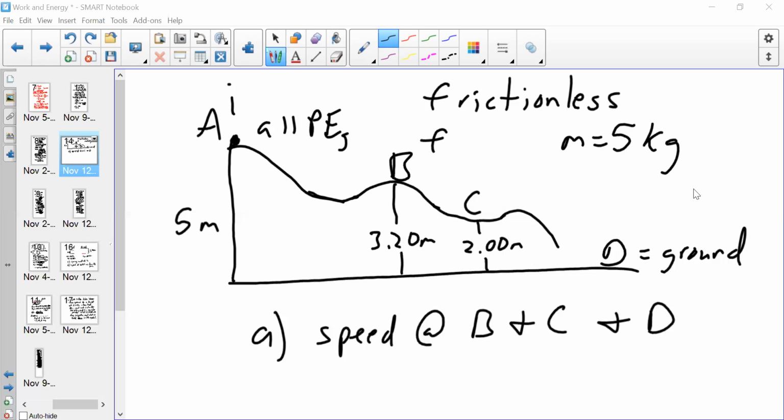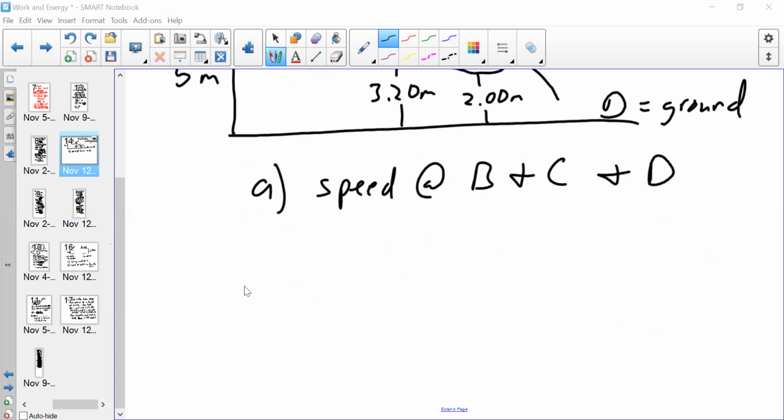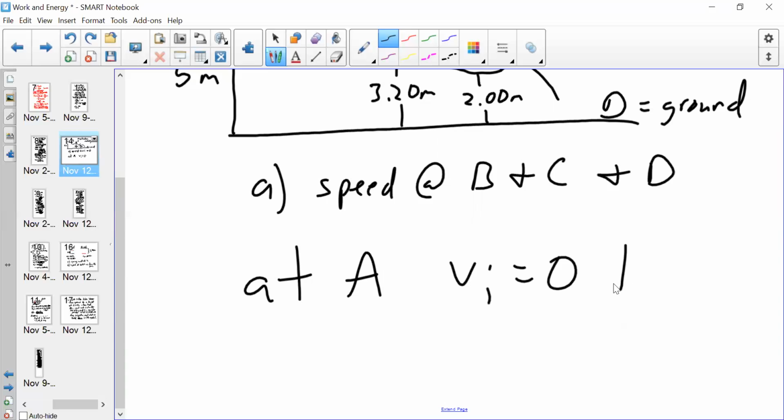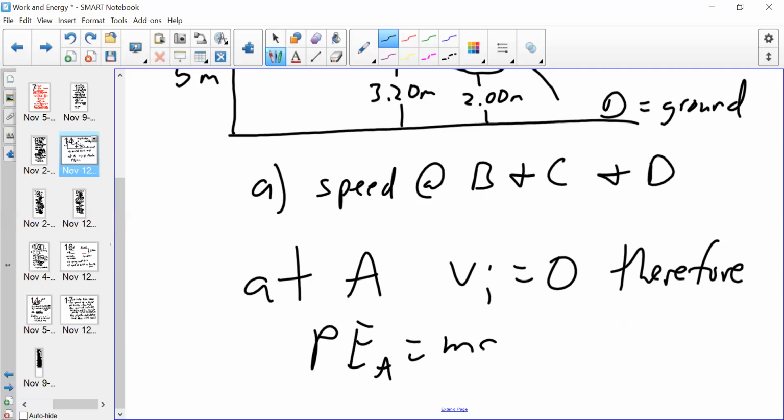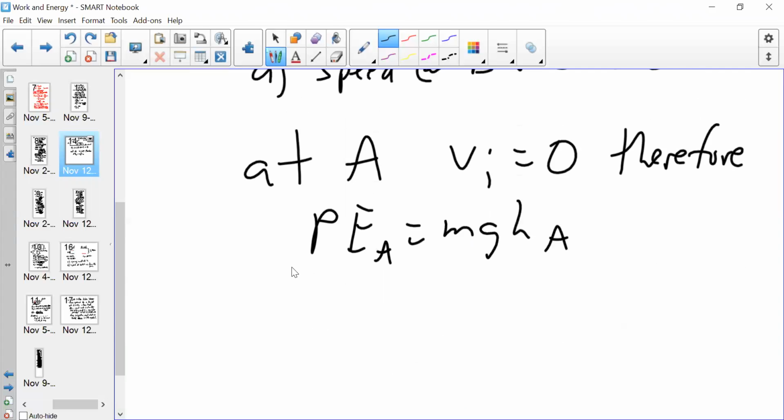If B was as high as A, at B there would be no kinetic energy. Exactly. There would be no kinetic at A. So at A, the object's at rest, so the speed is 0. Therefore, at A, all potential.